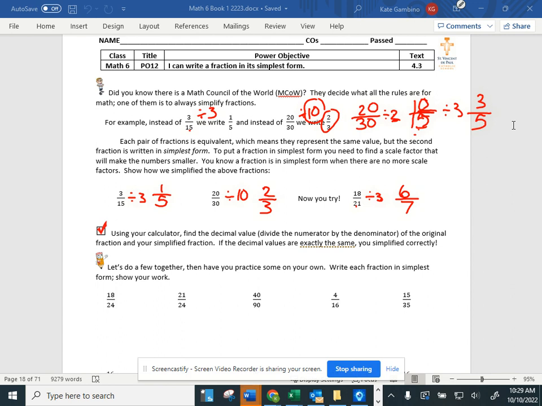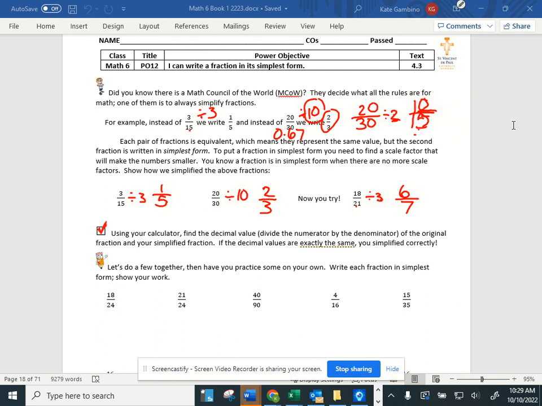You use your calculator and you would do a numerator divided by the denominator. So if I did that, of my original 20 divided by 30 gives me a 0.67. I'm just going to round it to that 100th place. Now if I did 3 divided by 5, I should get the same answer, but I didn't. I got 0.6. They're not the same decimal. So I know I did my math wrong. So that's your way of checking, did I do my math correctly?